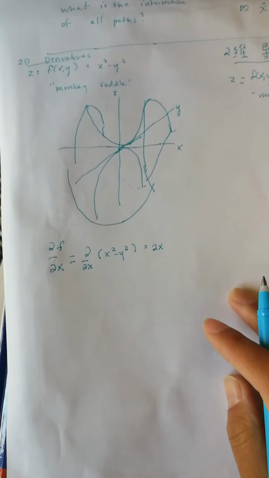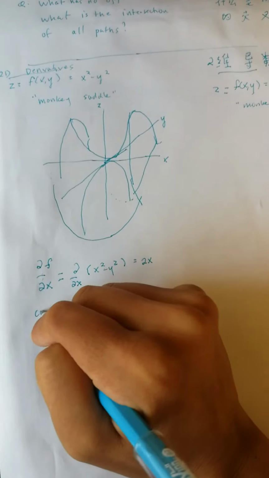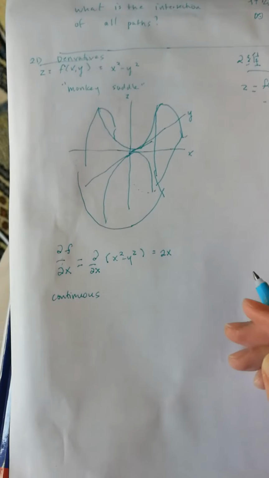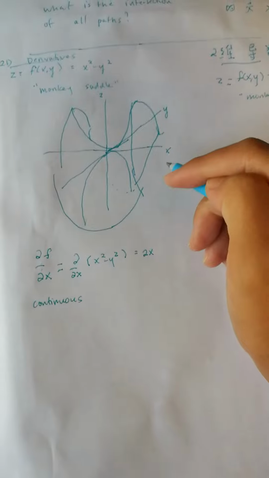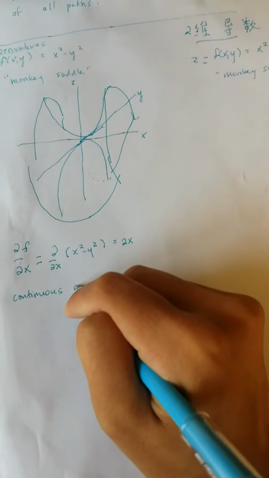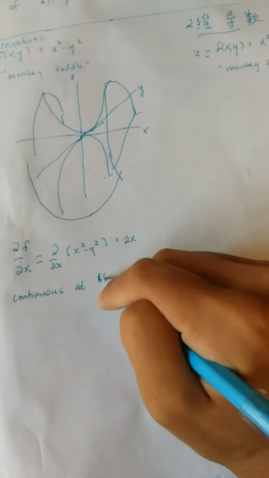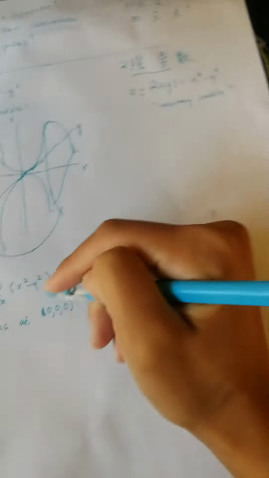Okay. Now, let's ask, is it continuous? But obviously we want to know where is it continuous at? Like, continuous everywhere, continuous at this point, continuous at this point. Let's say, is it continuous at the origin? 0, 0, 0. Or sorry, not 0, 0, 0.